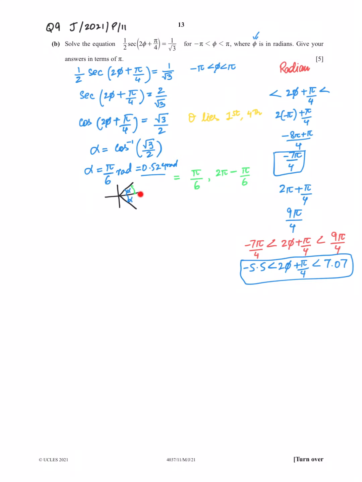In this diagram we travel anti-clockwise because theta is positive. So for the first quadrant we have theta equal to pi over 6, and for the fourth quadrant, which I have written here, theta equals, taking the LCM 6, 12 pi over 6 minus pi over 6, which is 11 pi over 6 for the positive one.